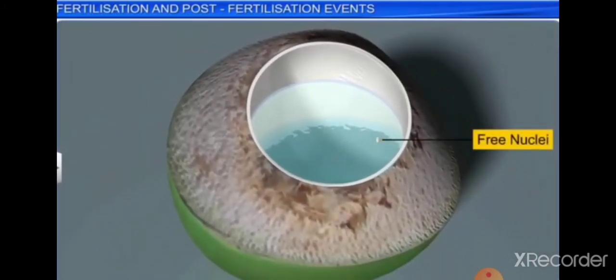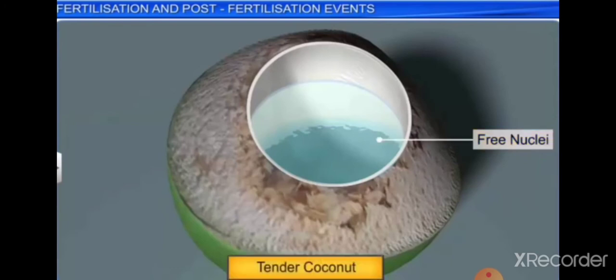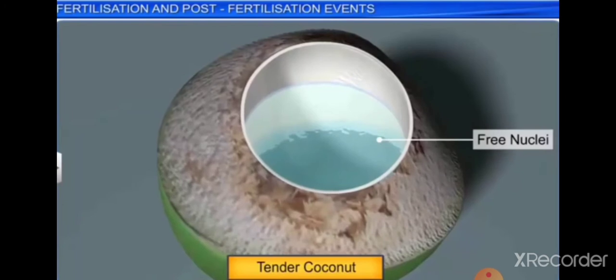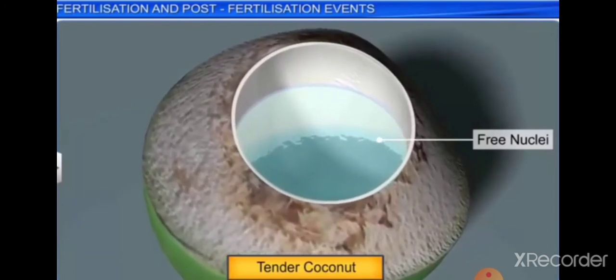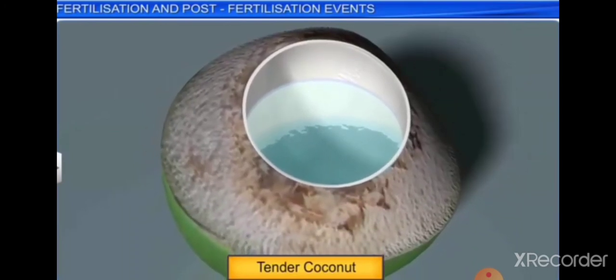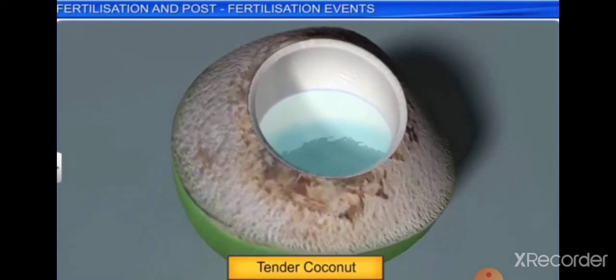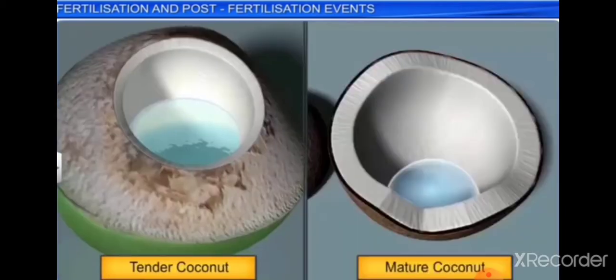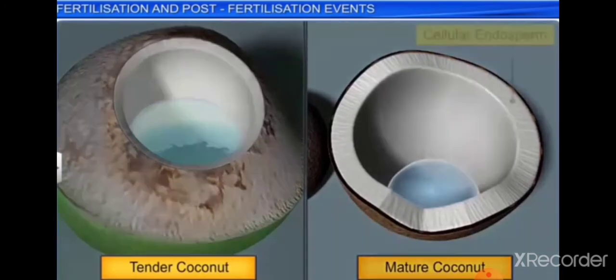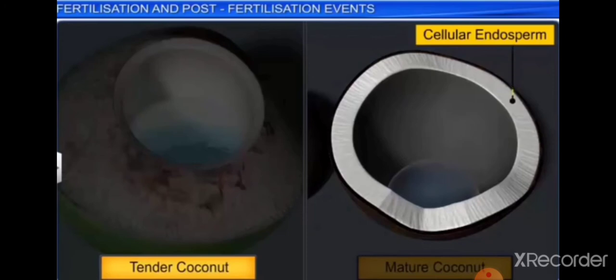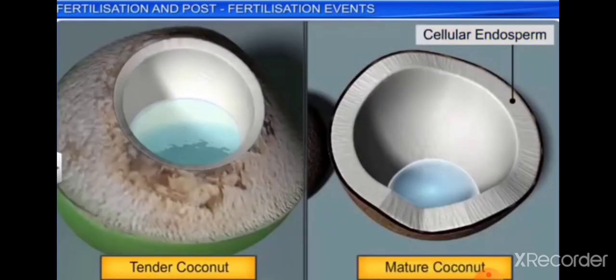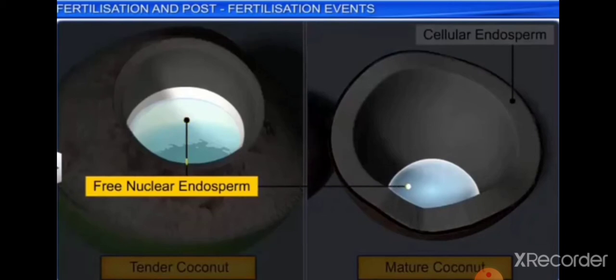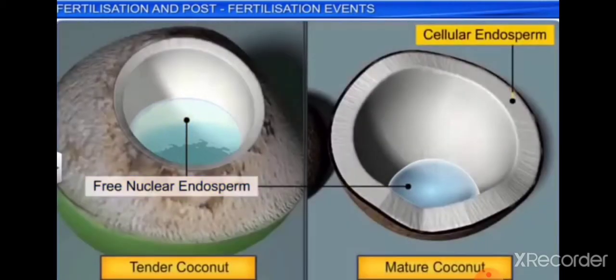Interestingly, the number of free nuclei formed prior to cellularization post-fertilization differs greatly. In the case of tender coconut fruit, the water is nothing but free nuclei. There are thousands of nuclei there. As the coconut matures, cellularization leads to a decrease in the quantity of water and the formation of the white kernel, the cellular endosperm. So therefore, in the coconut, we find both free nuclear endosperm made up of thousands of nuclei and cellular endosperm.